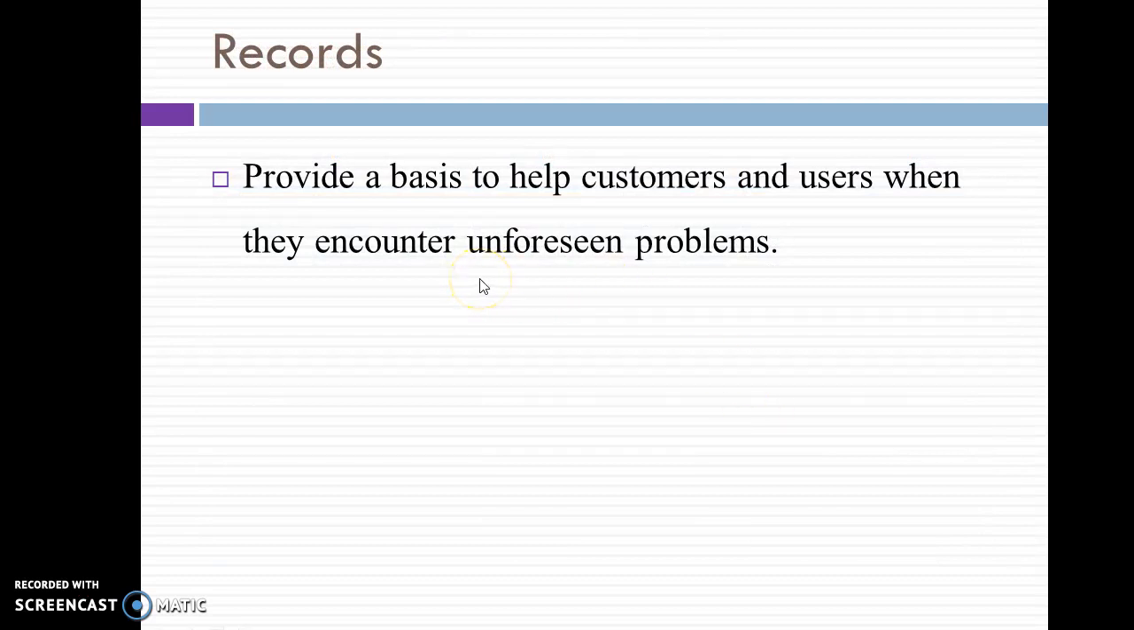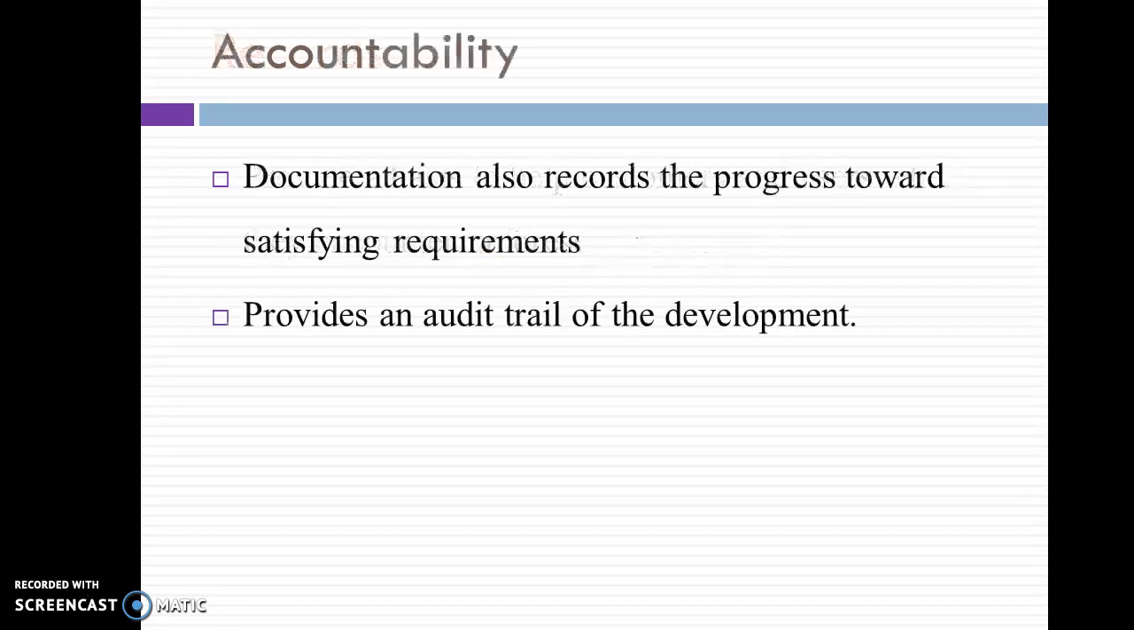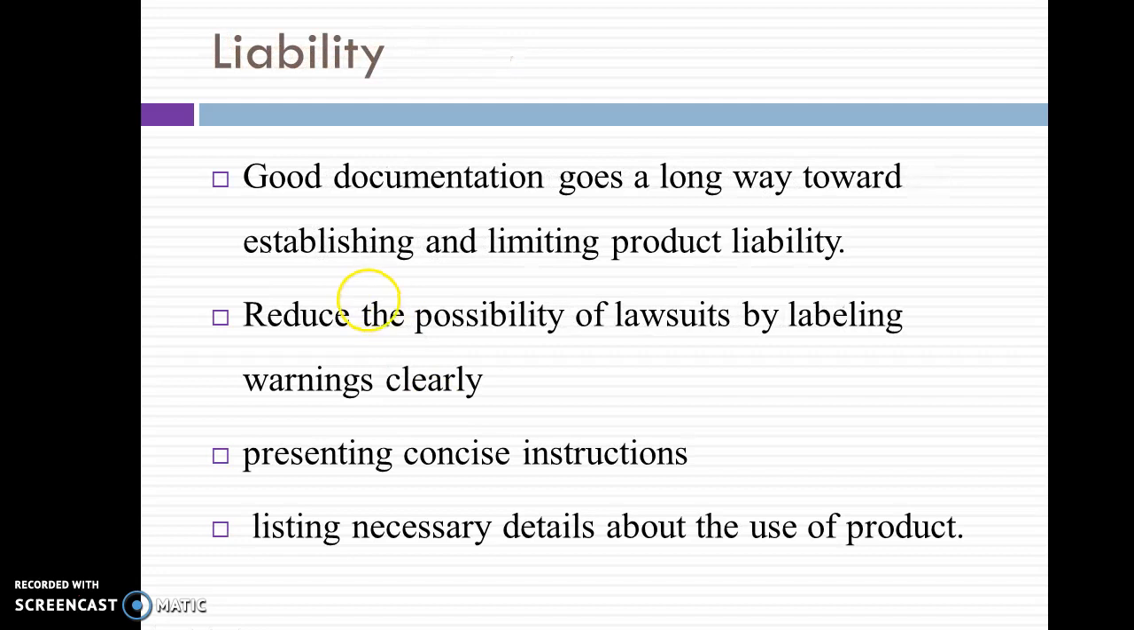Records provide a basis to help customers and users when they encounter unforeseen problems. For accountability, documentation also records the progress towards satisfying requirements and provides an audit trail of the development. Liability: good documentation goes a long way toward limiting product liability. It reduces the risk of lawsuits by labeling warnings clearly. It presents concise instructions, listing necessary details about the use of the product.